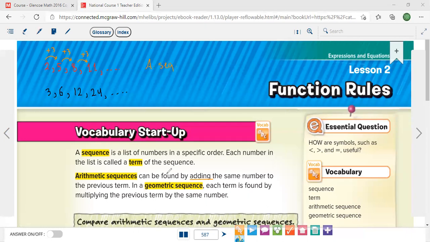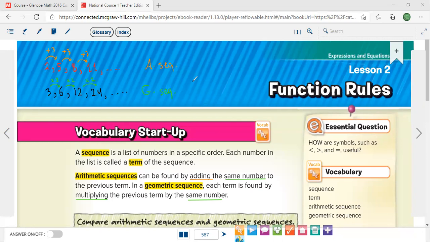Now, for the geometric sequence, each term is found by multiplying the previous term by the same number. Same number means no change. So, in arithmetic, we find it by adding the same number. In geometric, we find it by multiplying the same number. Like here, this is multiply 2. And here also multiply 2. And here also multiply 2. So we say this is geometric sequence.